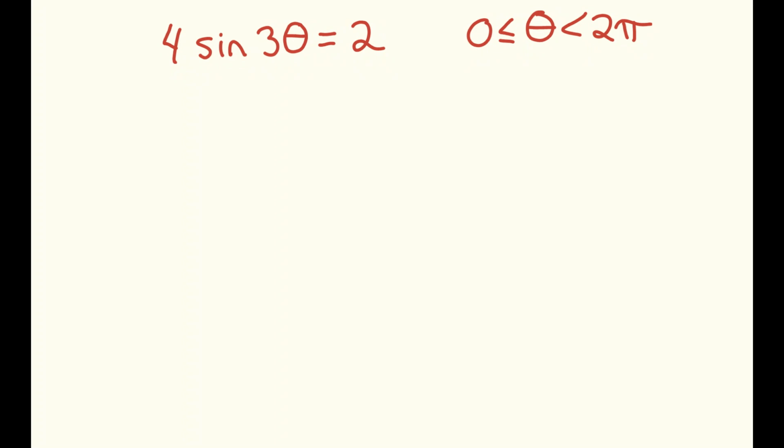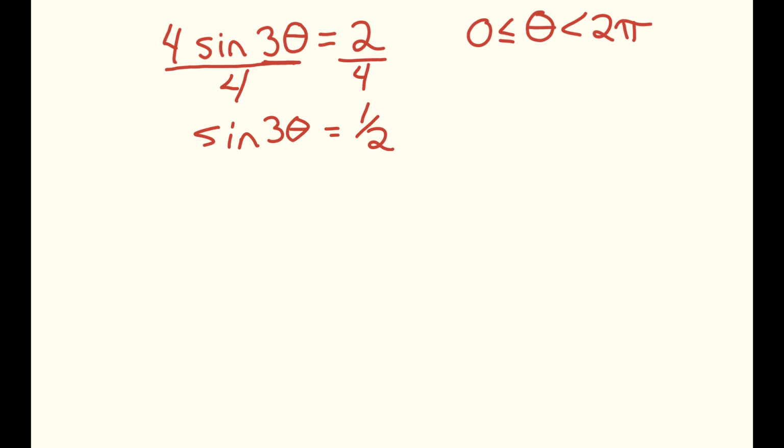In this lesson, I'm going to teach you how to solve a trig equation with a number in front of theta. That means there's a period change, and it's just as simple as solving the ones we've done before. We're going to start off the exact same way. We're going to get the trig function by itself. So I'm going to divide both sides by 4. And I get sine 3 theta equals 1/2.